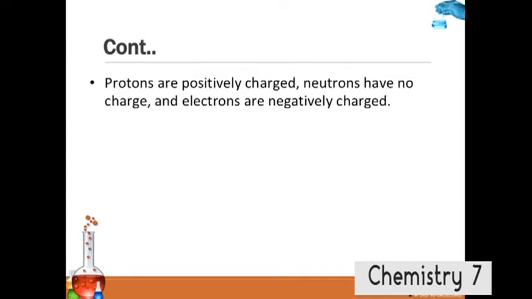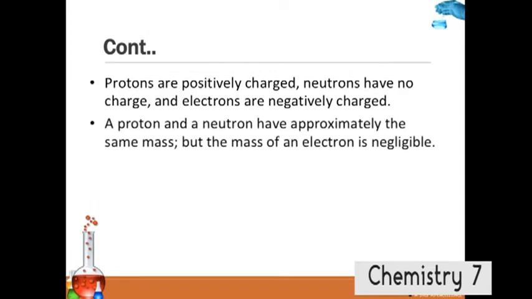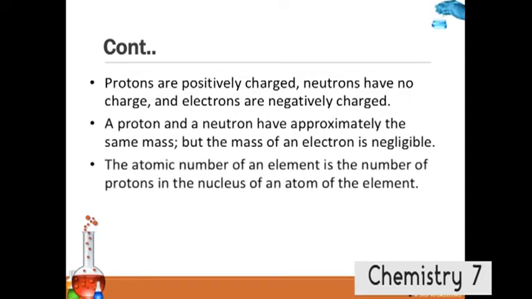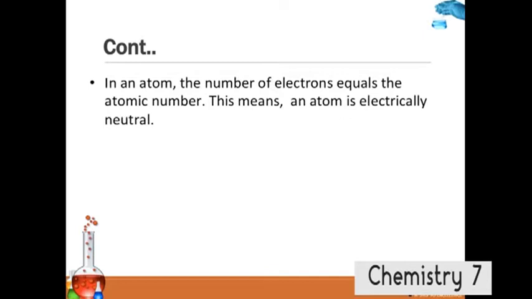Protons are positively charged, neutrons have no charge, and electrons are negatively charged. A proton and a neutron have approximately the same mass, but the mass of an electron is negligible. The atomic number of an element is the number of protons in the nucleus of an atom of the element. In an atom, the number of electrons equals the atomic number. This means an atom is electrically neutral.